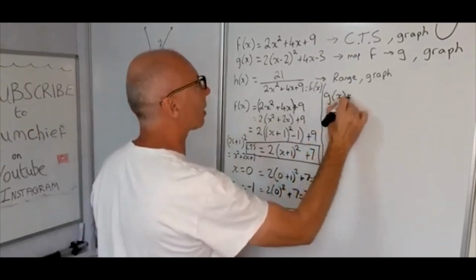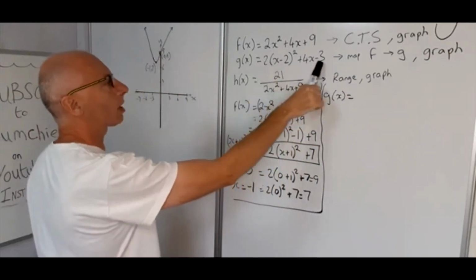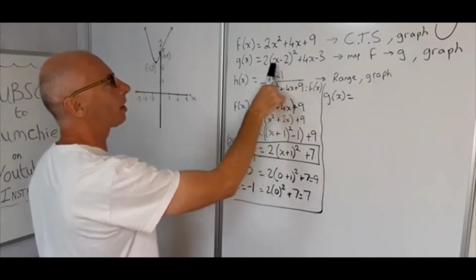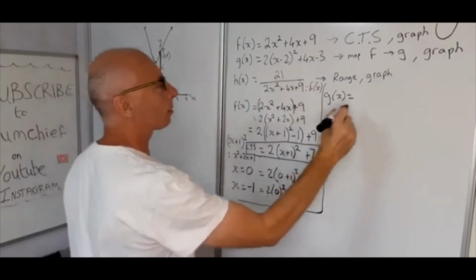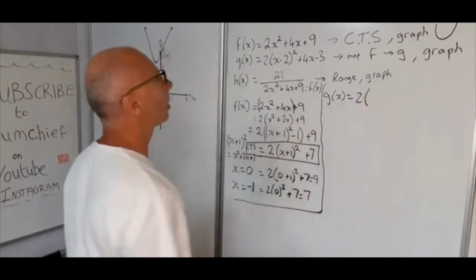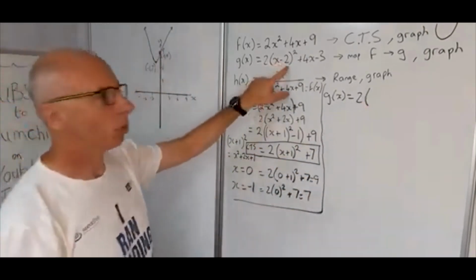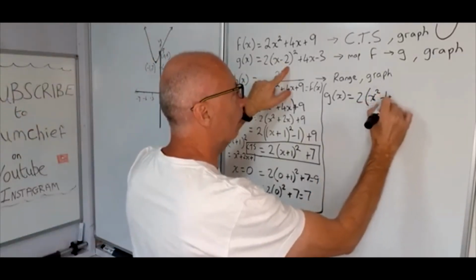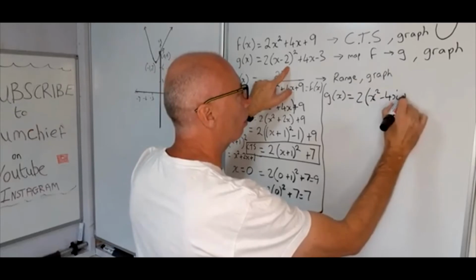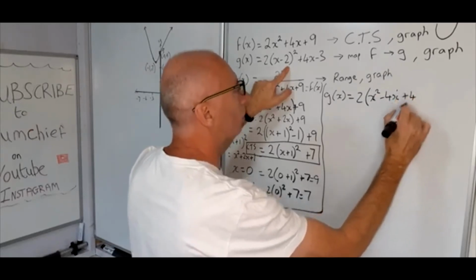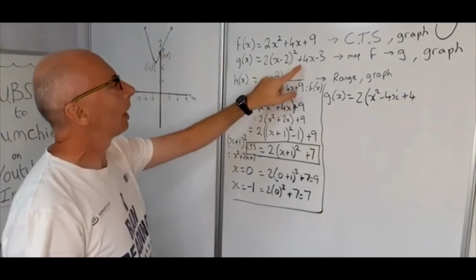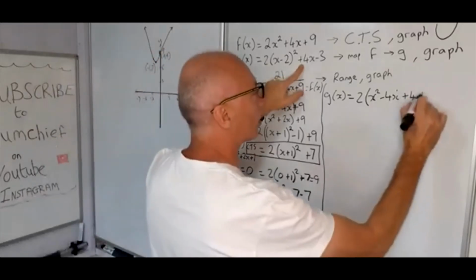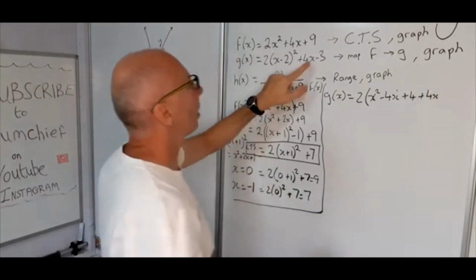G of x equals, let's expand this out now. So x minus 2 squared times 2. So that's 2. So x minus 2 squared, we can just write that straight in. That's going to be x squared minus 4x plus 4. And then we're going to go plus 4x minus 3.